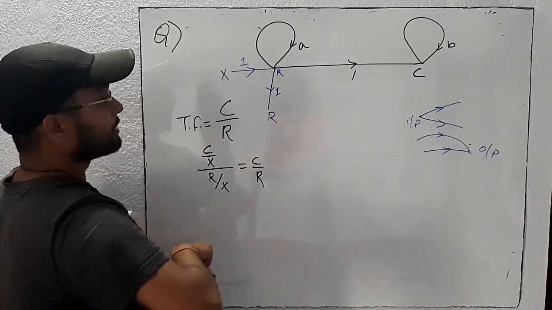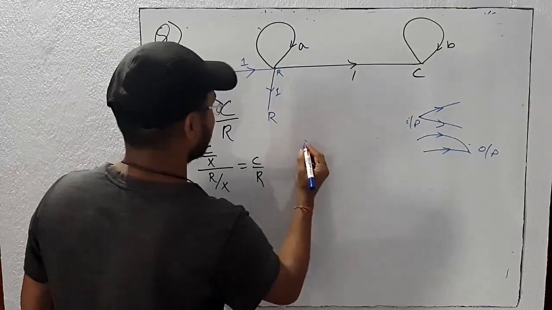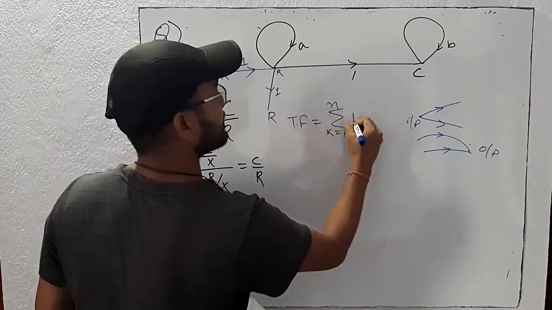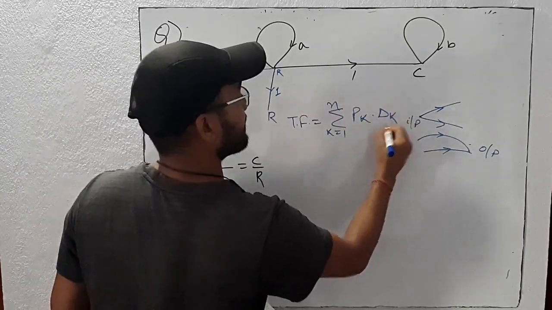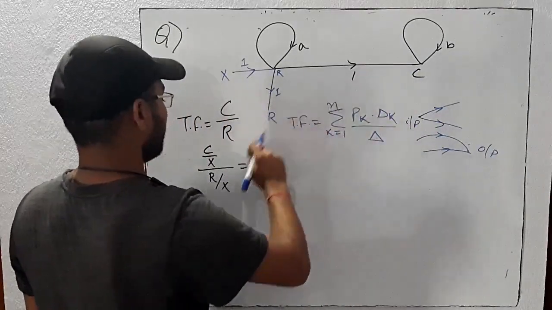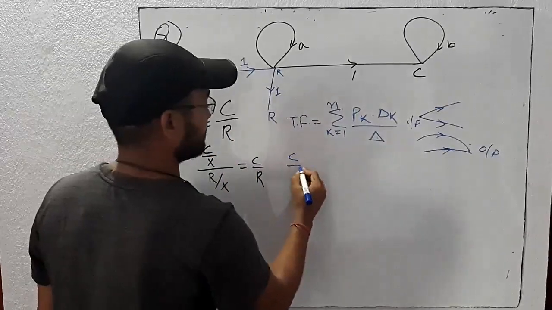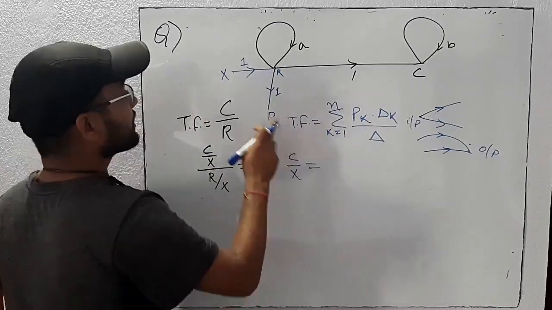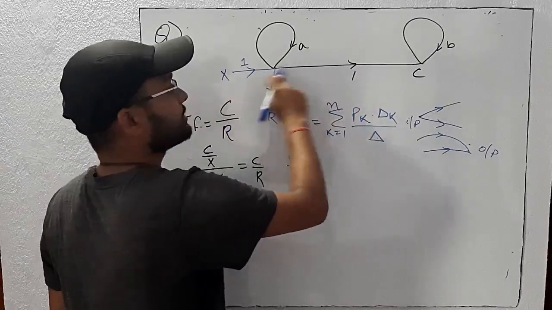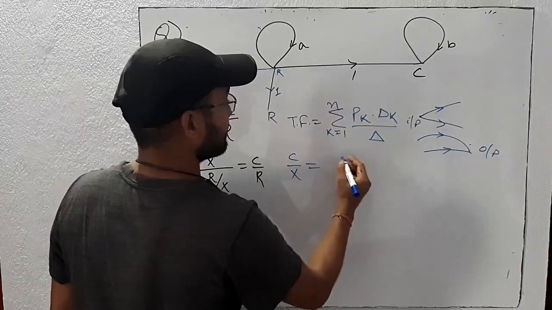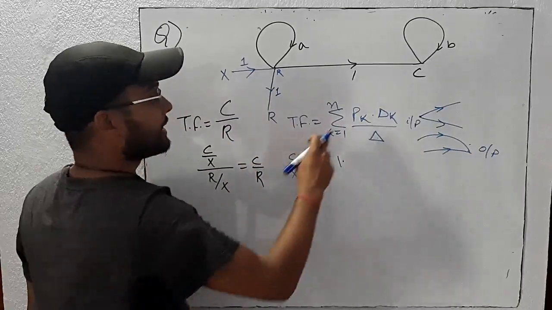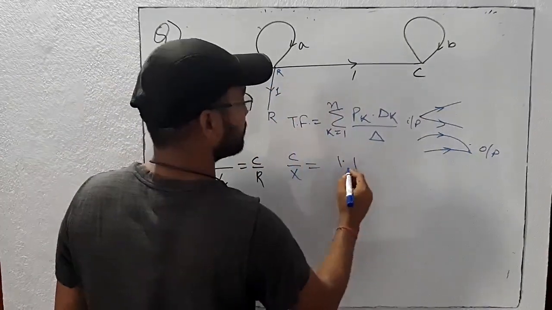So now for finding C by X, what is the transfer function formula? That is equal to sum over K is equal to 1 to N of Pk del K by delta. So first we will find C by X. Here, how many forward paths are there? Only one forward path is there, connecting input to output. And what is the gain? The forward path is only one, and the gain is also 1. And what will be the delta K for this forward path? That will be equal to 1.